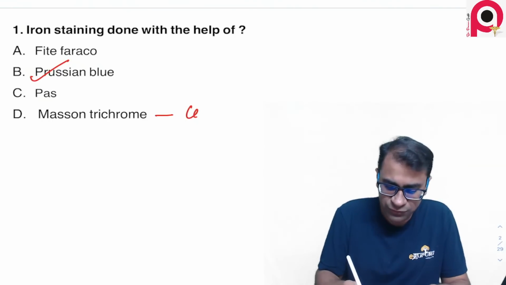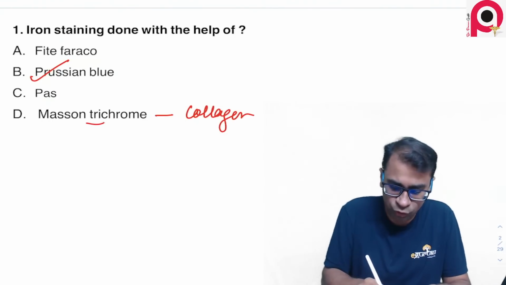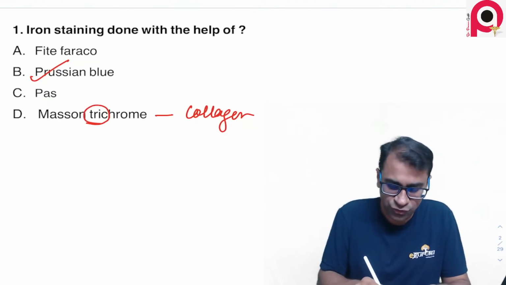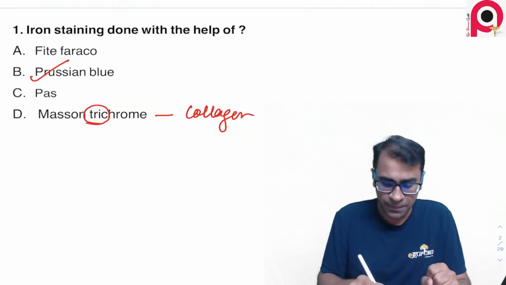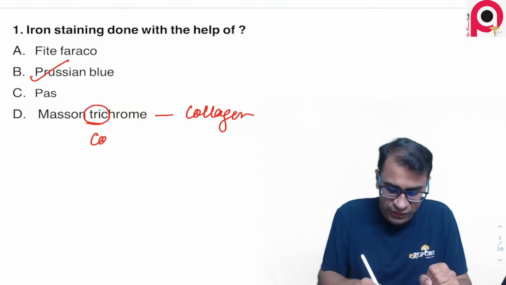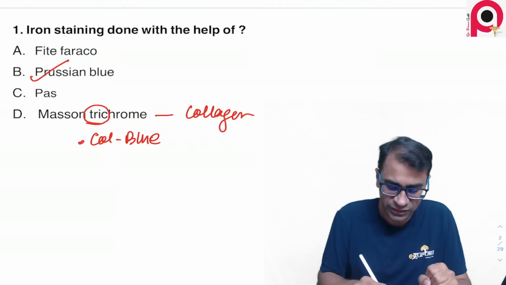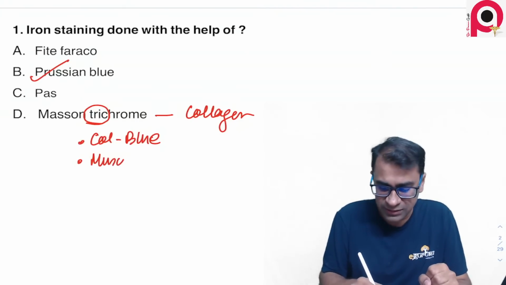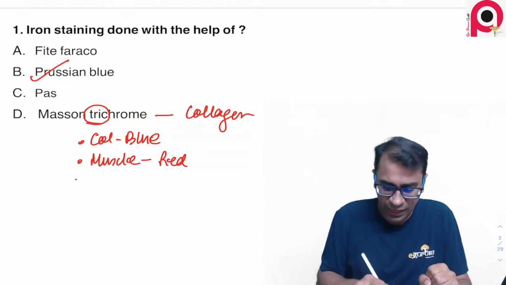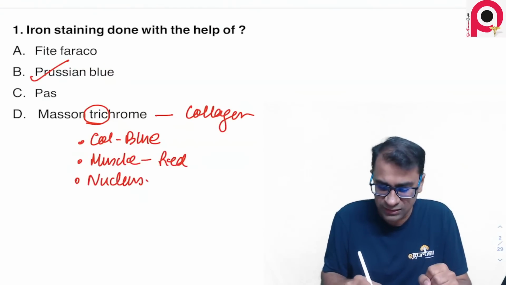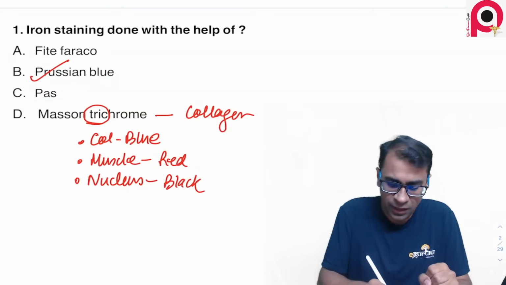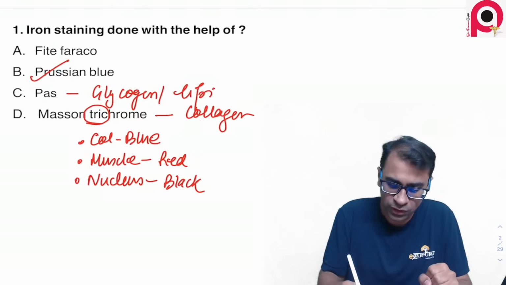Masson trichrome stain is for collagen. Let me tell you, it has a trichrome, so 3 colors are there. It can stain the collagen blue in color. It stains the muscle red in color, and often the nuclei of the cells are stained black by this. PAS is a stain for glycogen and also lipids.